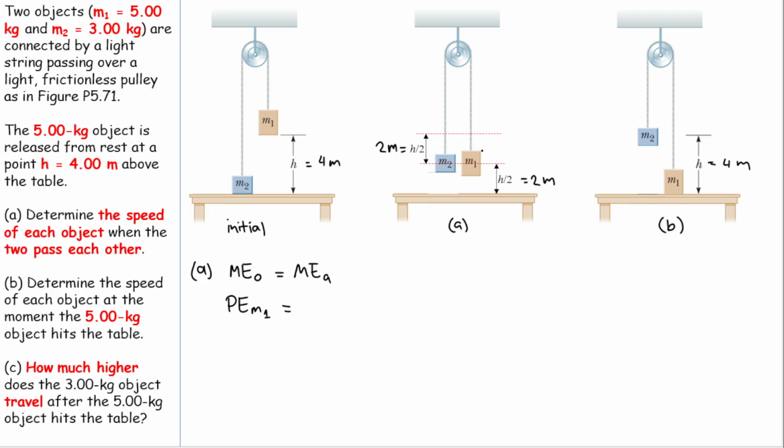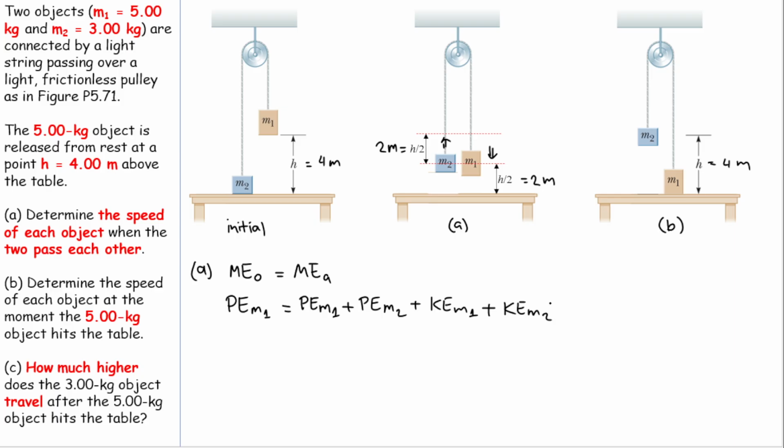Here we have M1 moving down, it has some speed, and M2 also moving up like that. So we have potential energy in both M1 and M2, and also kinetic energy in both M1 and M2. So I will have potential energy of M1, plus potential energy of M2, plus kinetic energy of M1, and then we also have kinetic energy of M2, right?